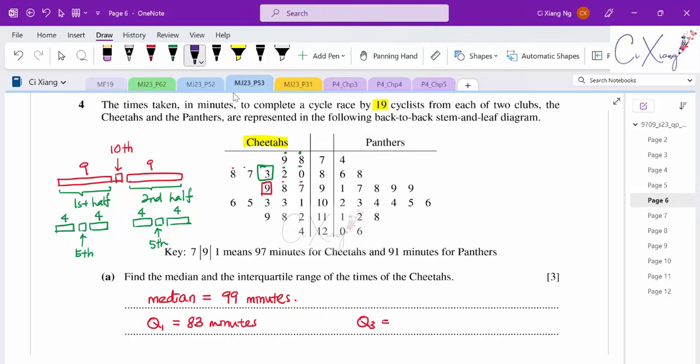So you can see that 99 is my median, right? So I need to count the 5th value. So 1, 2, 3, 4, and also 5. So this will be the 5th value after the median, which is actually my Q3. So the Q3 that I get here is 106 minutes.